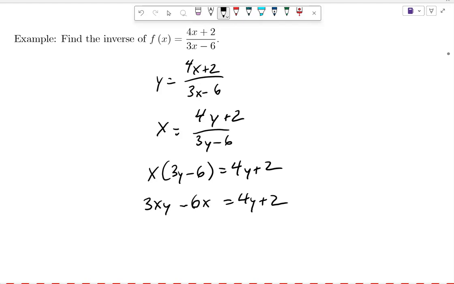So move everything with a y in it on one side, everything without a y in it on the other. So in this case, we'll subtract the 4y and we'll add the 6x. Move everything with a y to one side, everything without a y to the other. Remember again, we're trying to isolate the y. I want to put the y's together, not keep them apart.